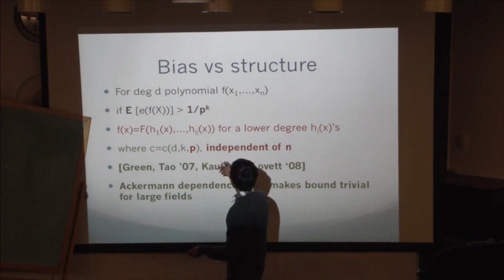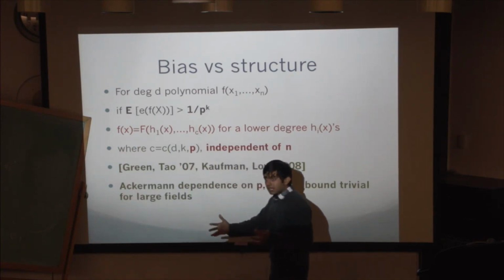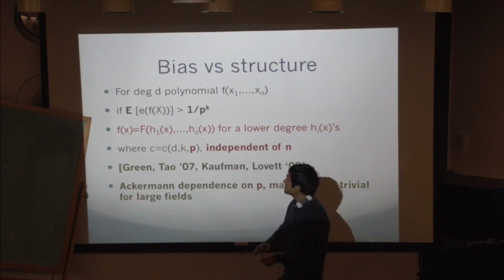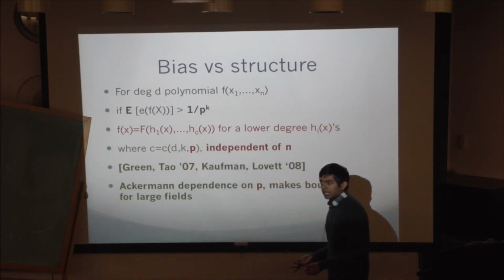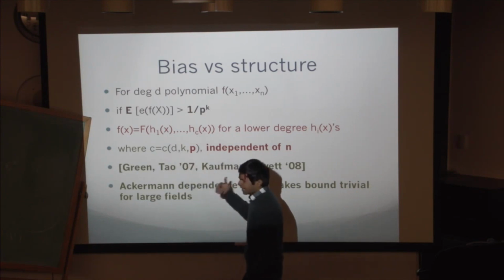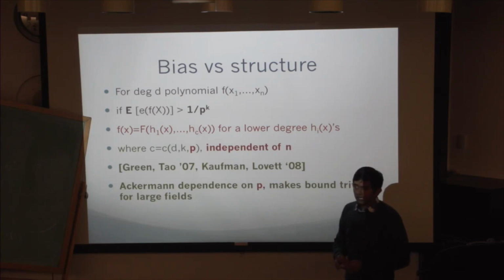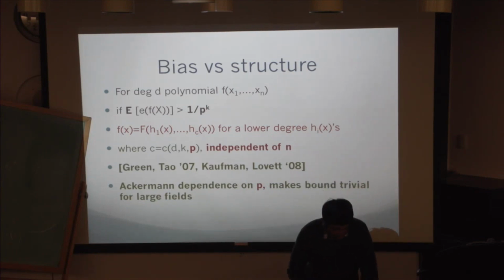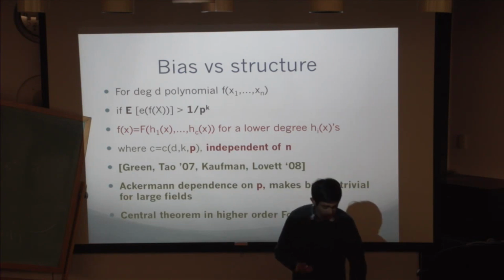It's going to make it look trivial, right? Because trivially f is a function of n linears, right? It's an n-variate function. So c has to be much less than n to make any non-trivial contribution. But since the dependence on p is Ackermann, it's really weak. So you want something more efficient. And this kind of a theorem is very important in higher order Fourier analysis.